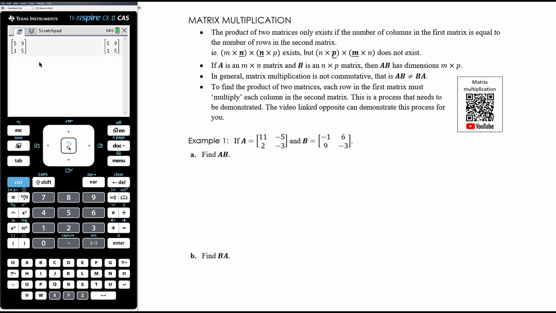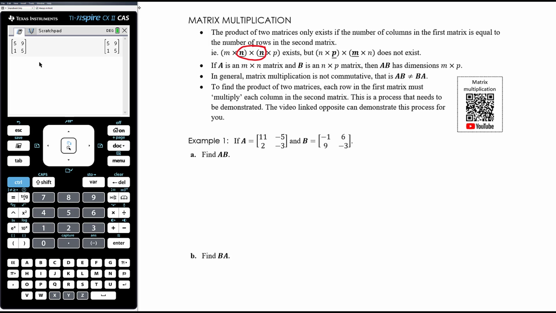The product of two matrices only exists if the number of columns in the first matrix is equal to the number of rows in the second matrix. That seems a complicated thing to remember, but once you know how to do matrix multiplication, it will quickly become very apparent when the multiplication is not possible. The other way we can think about it is when we write out the dimensions of our two matrices: if we're doing an m by n matrix times an n by p matrix, the first matrix has m rows and n columns, and the second matrix has n rows and p columns. The condition for multiplication is all about these two numbers in the middle.